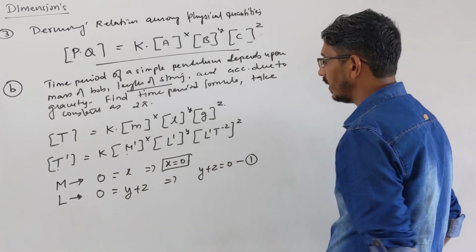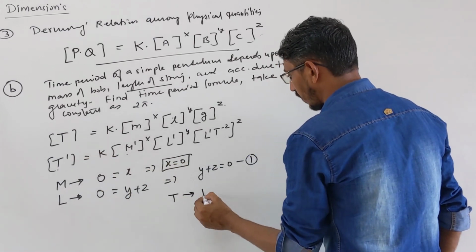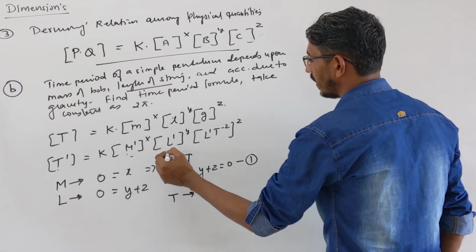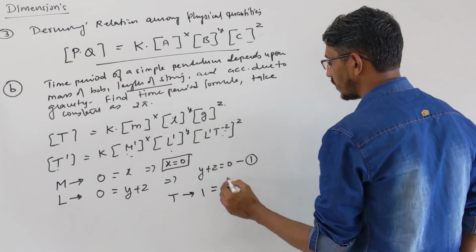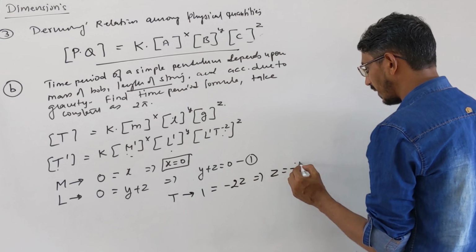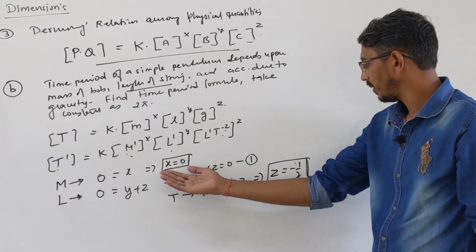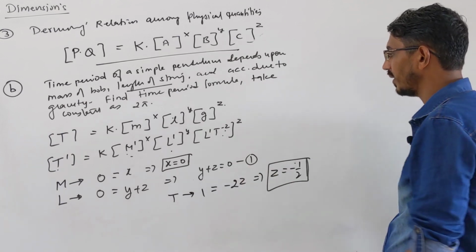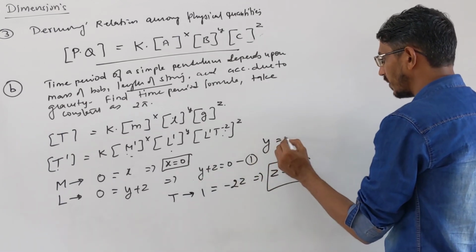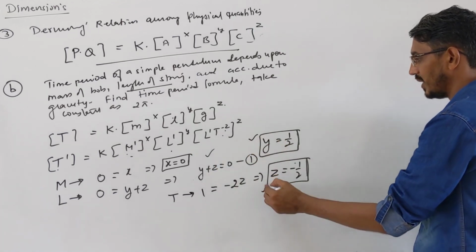Both are unknown. Now write time. Time is not here on the left, it is T power 1, and coming here it is minus 2 into z. From here we find the z value, which is minus 1 by 2. Since x we already know, and z is known, let's find y. y is equal to minus z, so it becomes half. So all three powers, x, y and z, we have found.